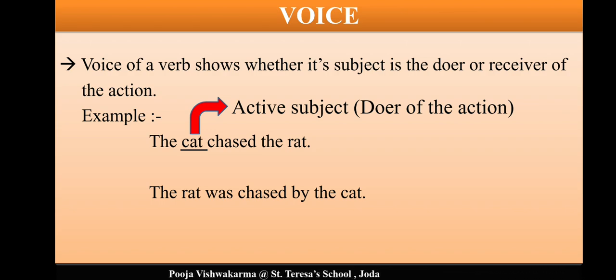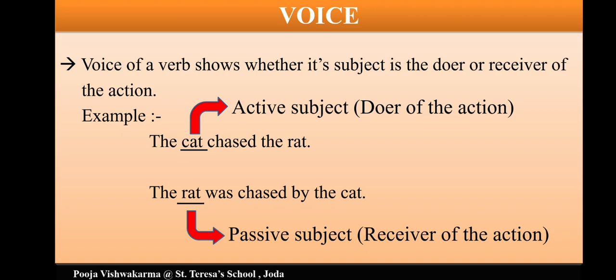Let me consider the same sentence written in a different manner. The rat was chased by the cat. Now have a look at this sentence. What is my verb here? Was chased. What is my subject here? Rat. But is the rat chasing the cat? No, not at all. It is the receiver of the action. The rat is the receiver of the action. So that is why it is said to be passive voice, the subject being the receiver of the action. Clear, all of you? Now we will move on.